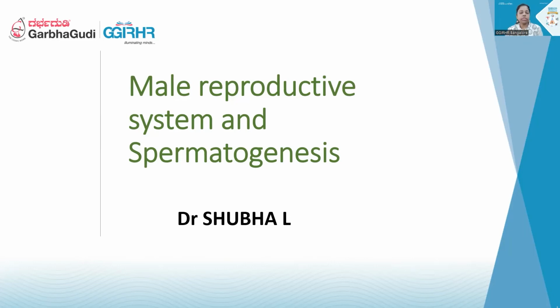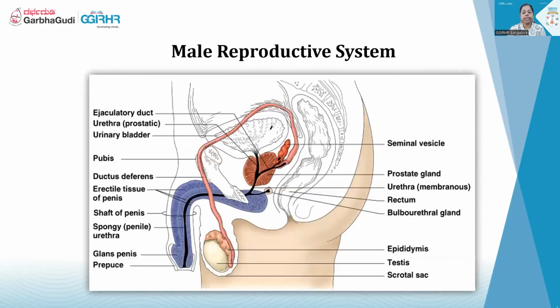Let me introduce the male reproductive system and spermatogenesis. The male reproductive system includes the external genitalia, that is the penis, scrotum and testes. The testes involve seminiferous tubules and epididymis. Ducts which receive and transport gametes are the vas deferens or ductus deferens and the ejaculatory duct. Accessory glands which help in secretion are Cowper's or bulbourethral glands, seminal vesicle and prostate.